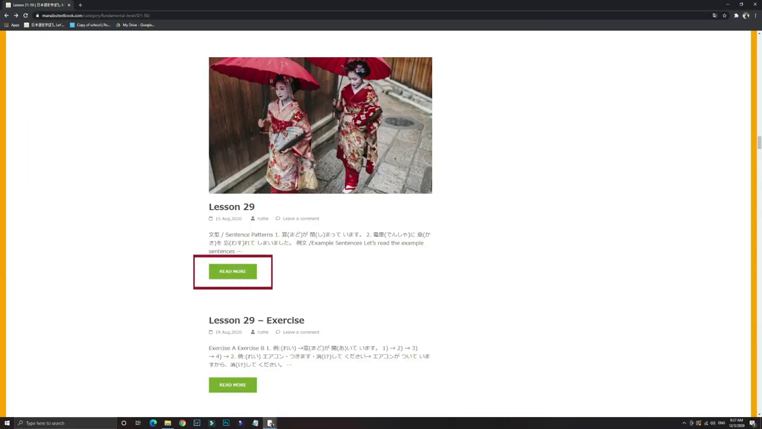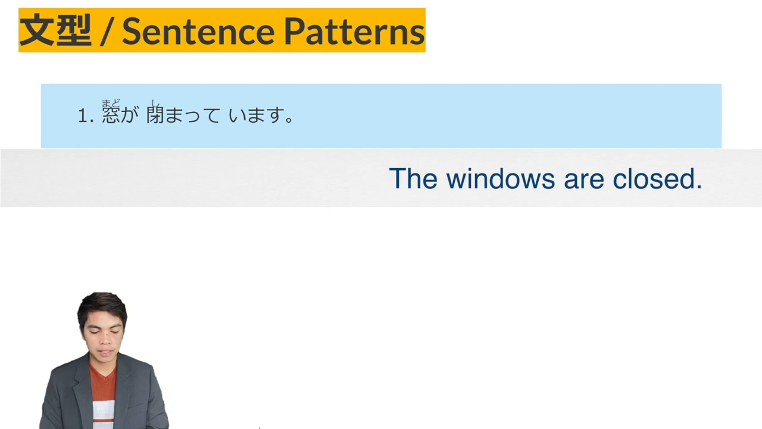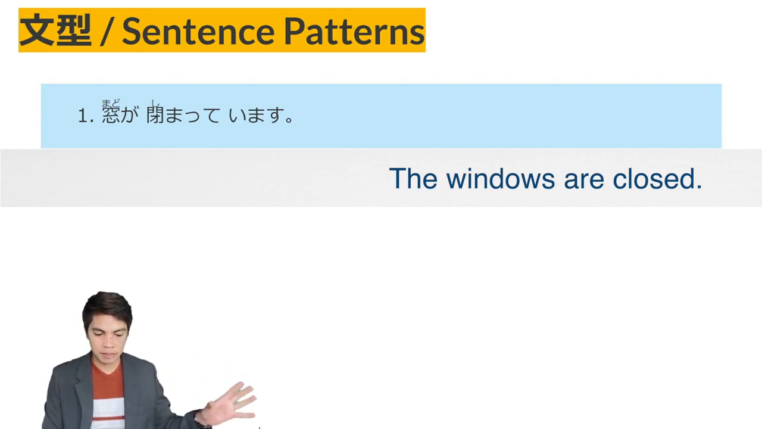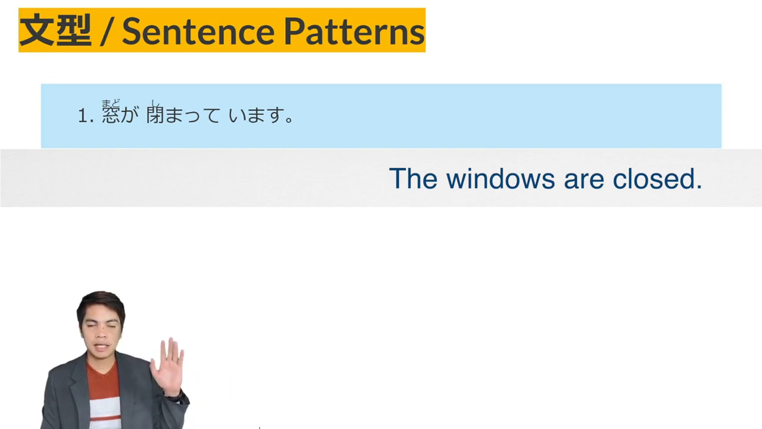So now let's read the sentence patterns. Number 1, Mado ga shimatte imasu. In this lesson, another use of the verb te imasu. Now, with the verb te imasu, we will use intransitive verbs, verbs that state the condition of something, the current state of something. Mado ga shimatte imasu, from the verb shimarimasu, an intransitive verb, means to close. Shimatte imasu is the current state, the current condition of the mado, the window. Currently, it's closed.